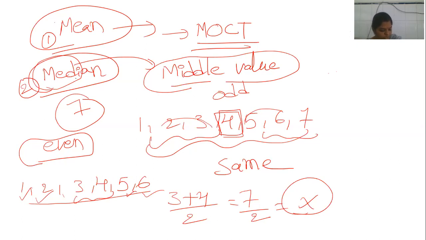Next point: this single item is the middlemost, or most central item, in the set of numbers.